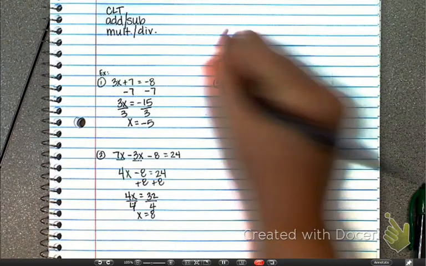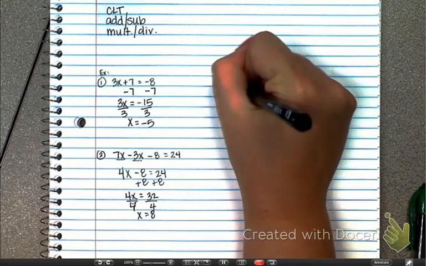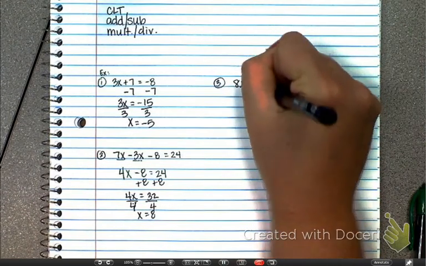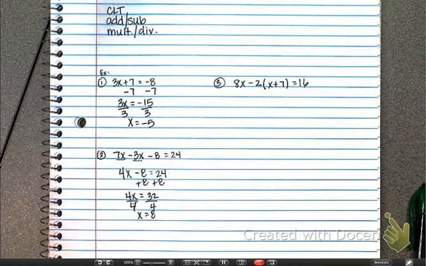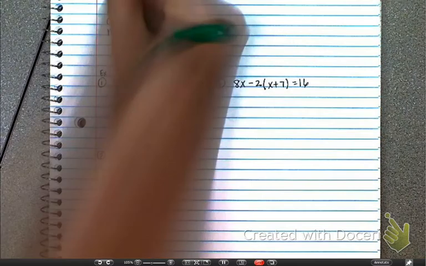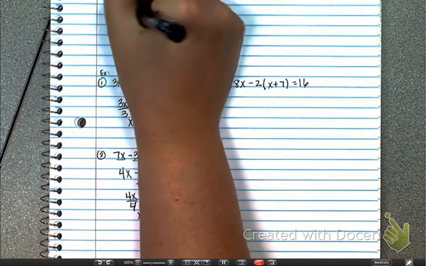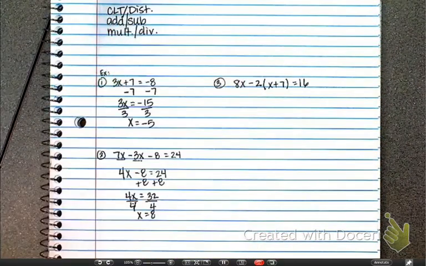I have one last one I want to look at. So 8x minus 2 times x plus 7 equals 16. So where would I start here? Distribute. So I'm going to add up here with the combined like terms the distributive property. So we need to simplify those sides as much as possible before we do anything else.